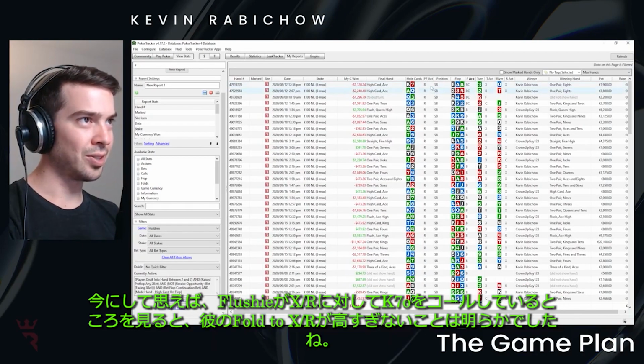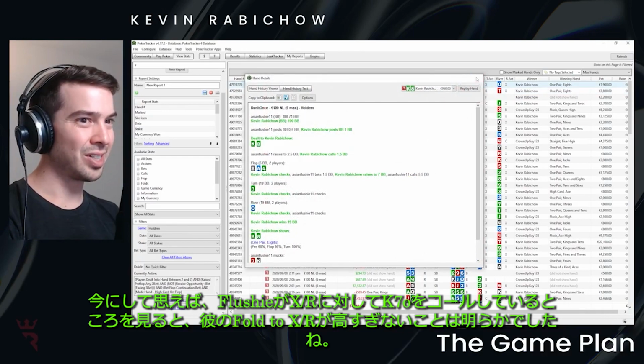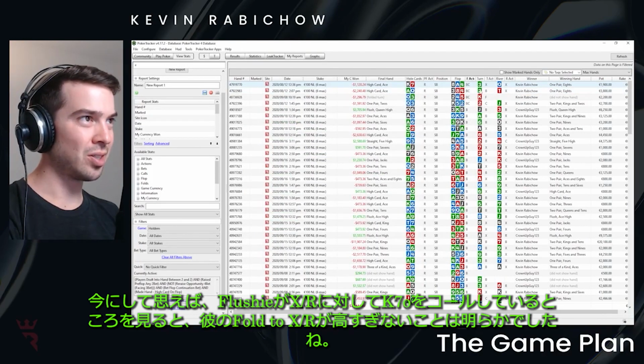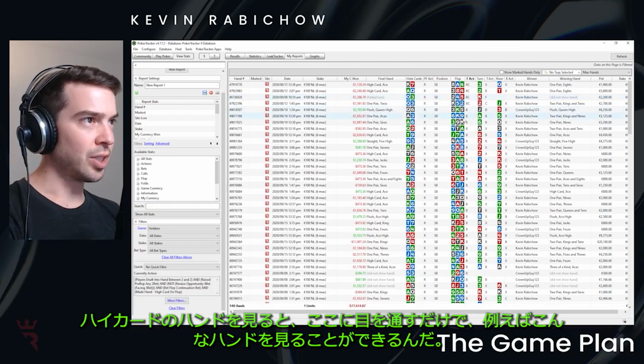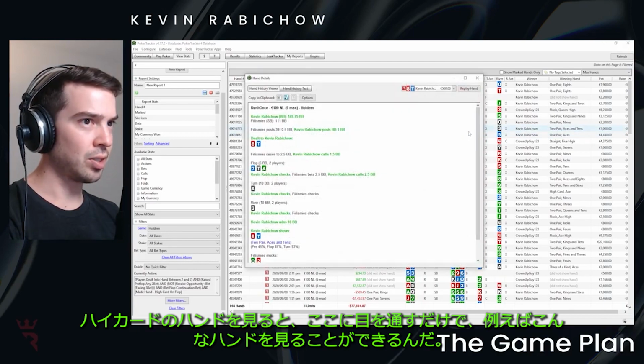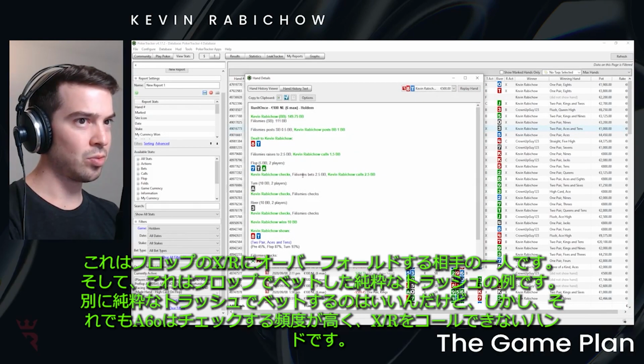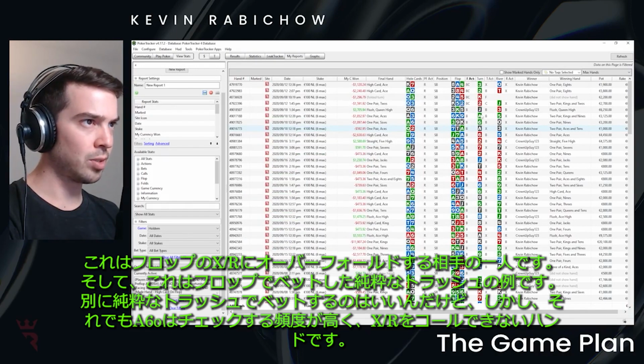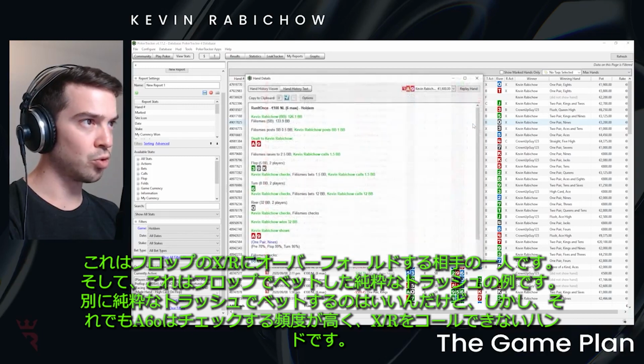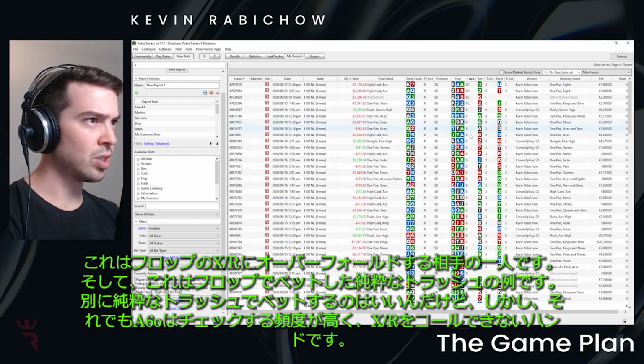Yeah, now in hindsight, looking at Flushy calling the King 7 off against check raise, I realize that it was obvious that his fold to check raise was not too high. So looking at high card hands, we're also just scanning through here to see hands like this, for example. This is one of our opponents who is overfolding to flop check raise. And here we see an example of just pure trash betting the flop, which is fine. Like, it's not that you're never supposed to bet pure trash. But here again, A6 off, probably a pretty high checking frequency hand, a hand that cannot call check raise.